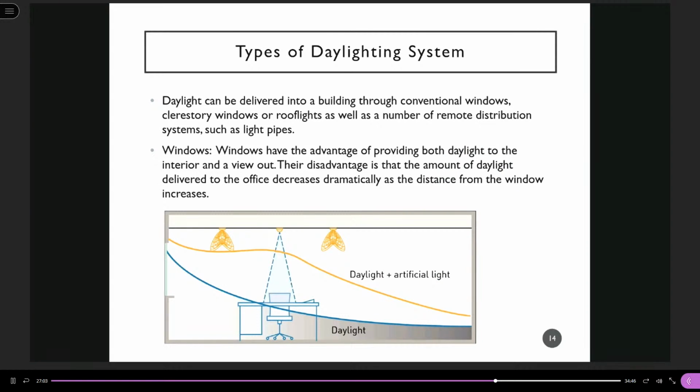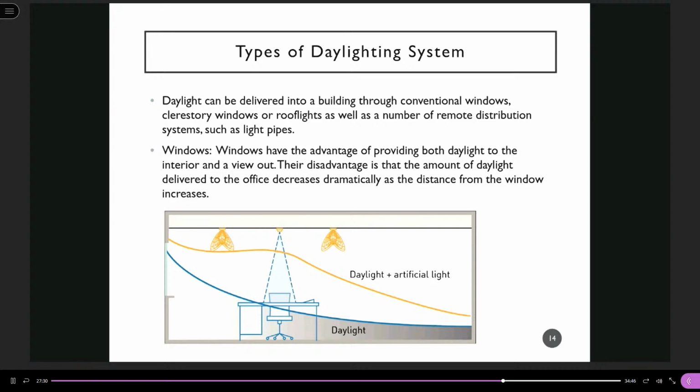Types of daylighting system. Apart from windows, what kind of lighting system can we use to capture daylight? Daylight can be delivered through conventional windows, clerestory windows, or roof lights, as well as a number of remote distribution systems, such as light pipes. We will talk about light pipes in the later slides.